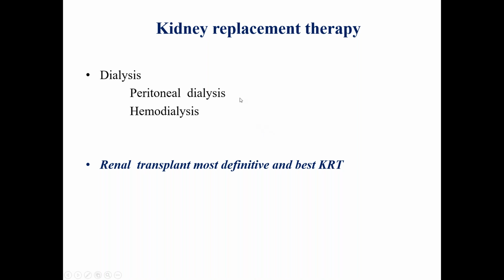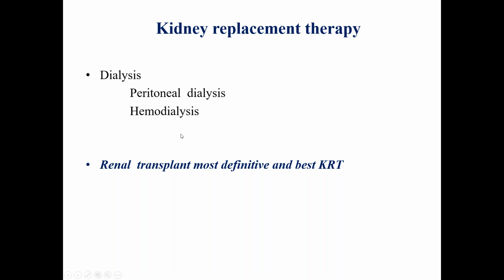And kidney replacement therapy can be provided by doing either peritoneal dialysis or hemodialysis, or a renal transplant is the most definite form of kidney replacement therapy, at least in the pediatric population. Because if it's a 10-year-old child, you want to give him a lifespan of at least the next 50 years. If you look at the life expectancy in India, it is around 67 years. So if you do a transplant at 10 years of age, you want that patient to last for another 50 years.